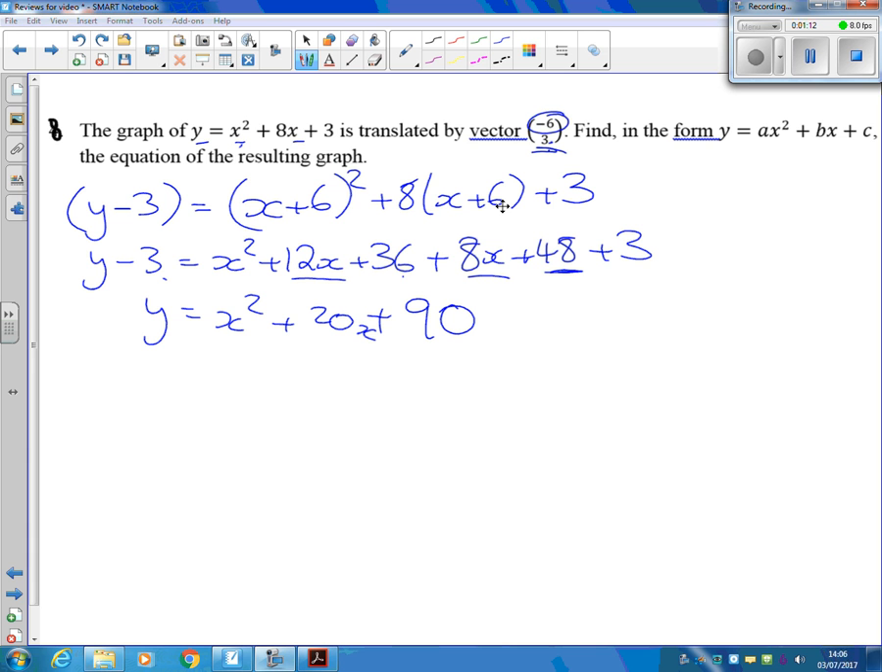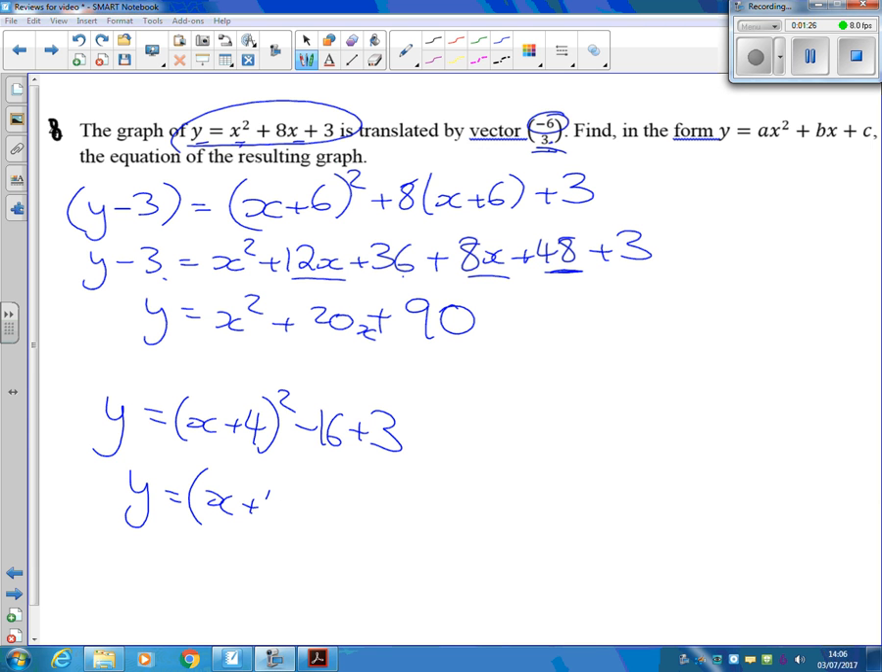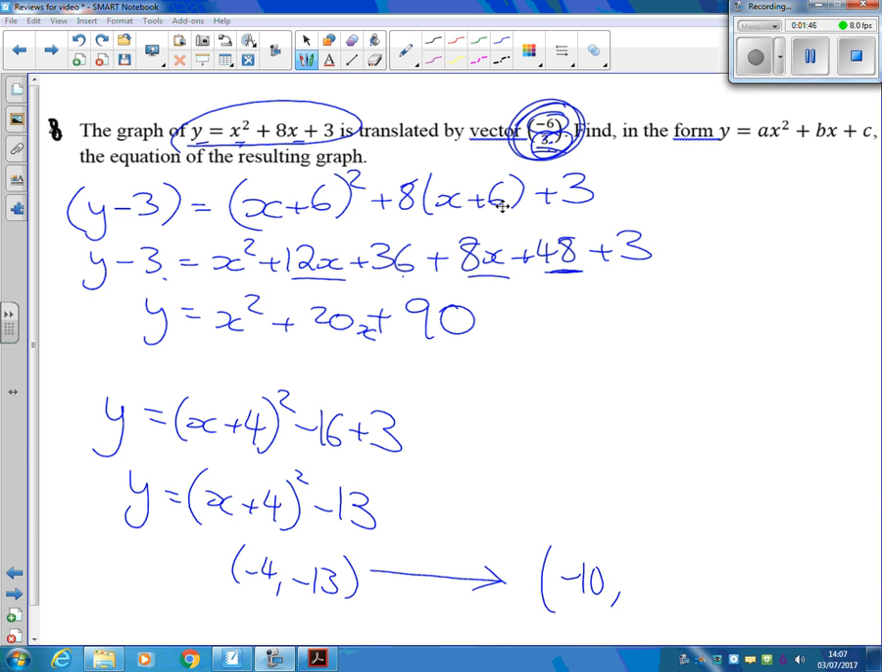Just to say, another way of doing this might be to look at this and think what it would be in its completed the square form. And in its completed the square form, I'm getting x plus 4 all squared minus 13. And so I've got a minimum point here at minus 4, minus 13. Now, when we move that minimum point by that vector, so we're moving it 6 to the left makes this minus 10, and 3 up makes that also minus 10. So our minimum now is going to be minus 10, minus 10.